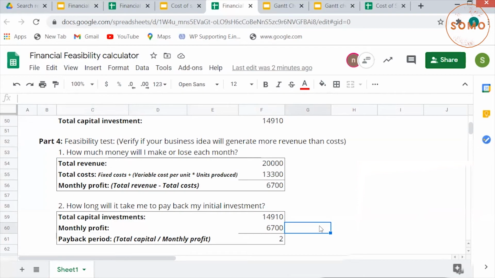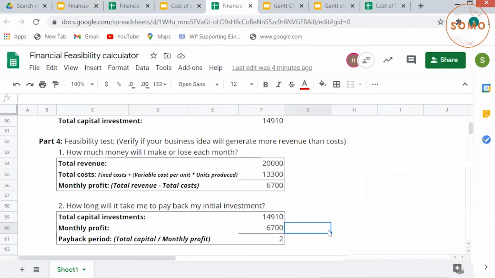The first part is, how much revenue will I generate at the end of each month? In the case of Sarah's business, her total revenue at the end of each month is 20,000 shillings. Her total cost is 13,300 shillings. Her monthly profit is therefore 6,700 shillings. The second part of feasibility test is, how long will it take to pay back my initial investment?